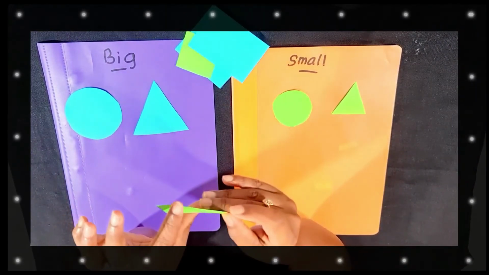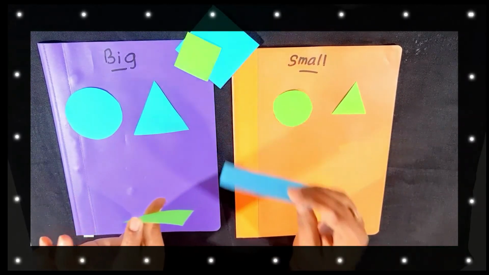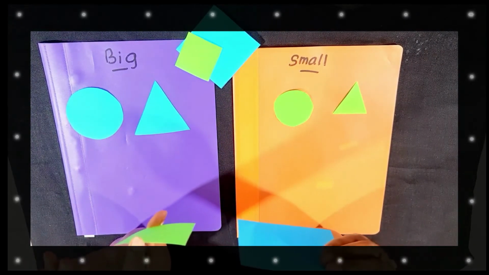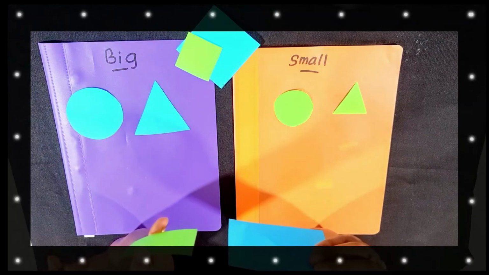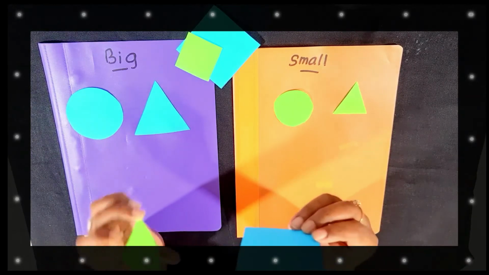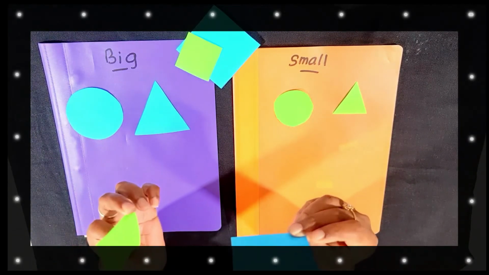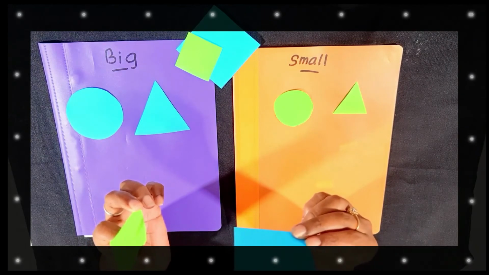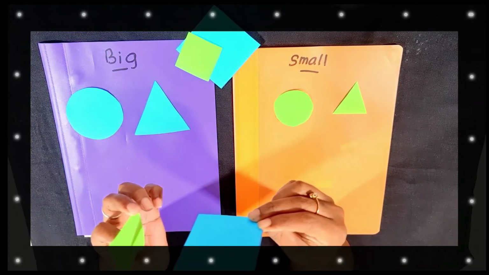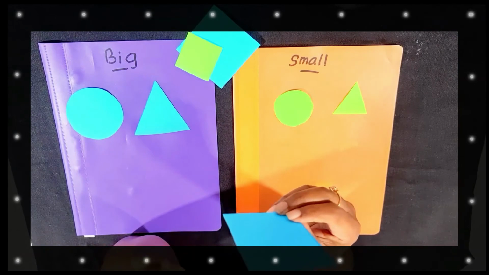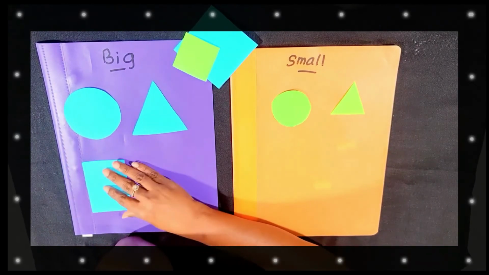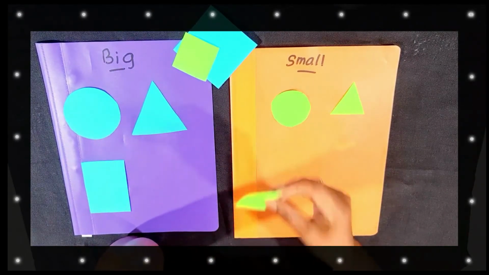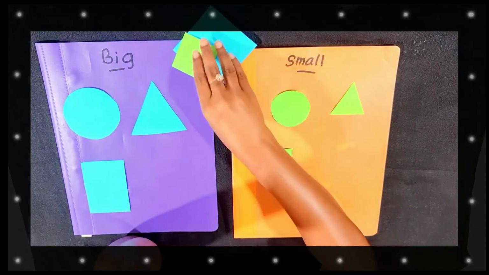And this shape is a rectangle. Yes, two sides long and two sides short. Which one is the big one? Is it green color one? No, it's blue color one. Okay, I will keep here the rectangle and the small one I will keep here.